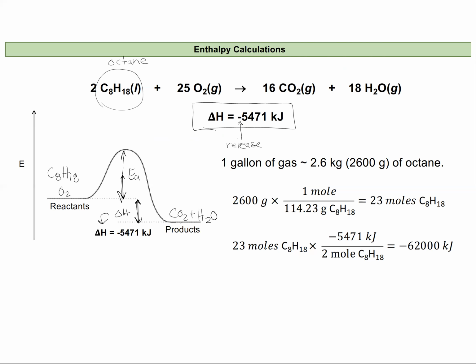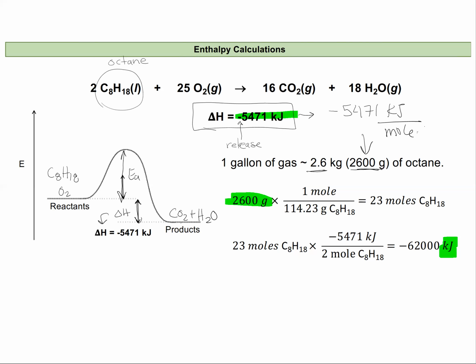Now, a gallon is about 2.6 kilograms, which is 2,600 grams of octane. So I'm going to start there with this mass. If I have 2,600 grams of octane as my starting point, and I want to convert into units of kilojoules, I am going to use my enthalpy as a conversion factor. And the way these are usually reported is negative 5,471 kilojoules per mole.